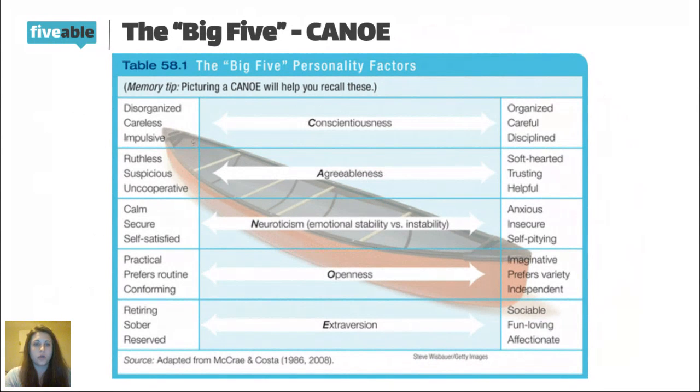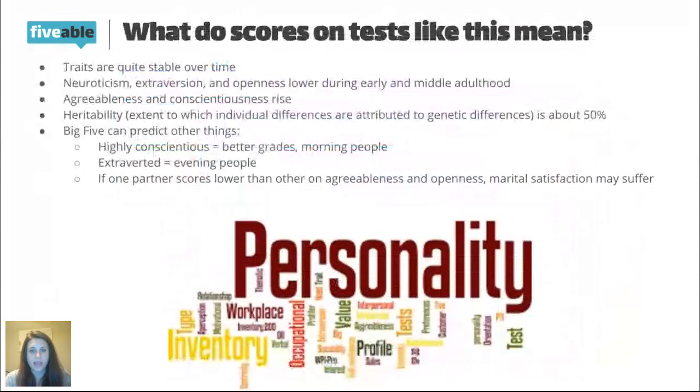All right, so this is going to get to the first question we asked here. Peter had a great question. How accurate are these tests? And if they aren't accurate, why do we still use them? That is a great question. So the slide here gets at what do scores on tests like this mean?